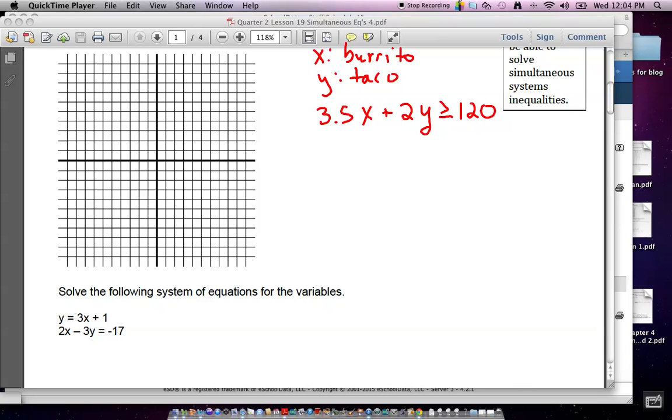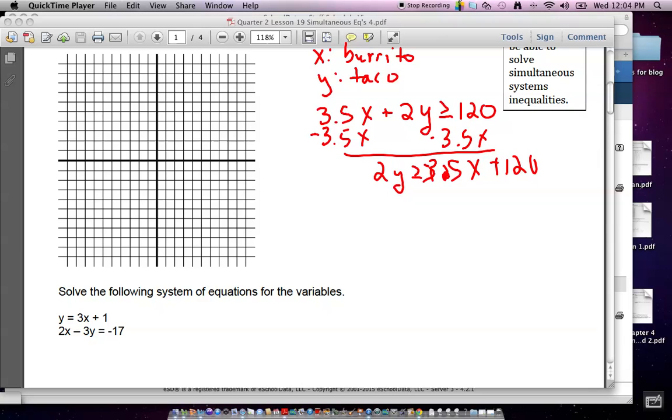Now, if I'm going to graph this, I want to get everything in terms of Y. So I'll go minus 3.5x, and I get 2y is greater than or equal to negative 3.5x plus 120. I know that doesn't look like 3.5, but that's what it is. Then I divide by 2, and I get y is greater than or equal to 1.75x plus 60.